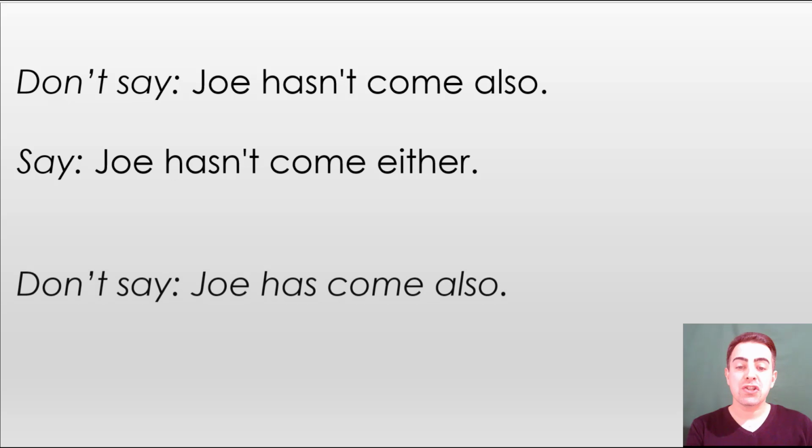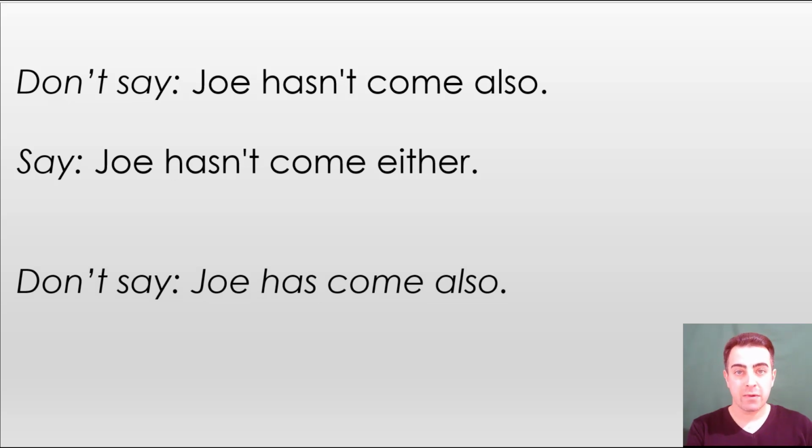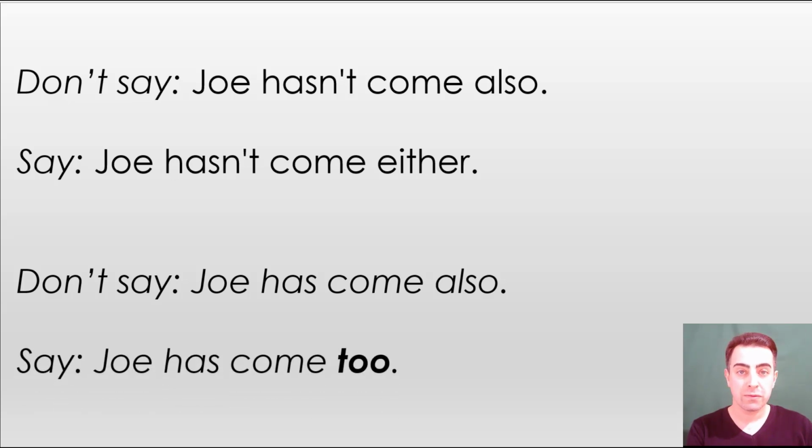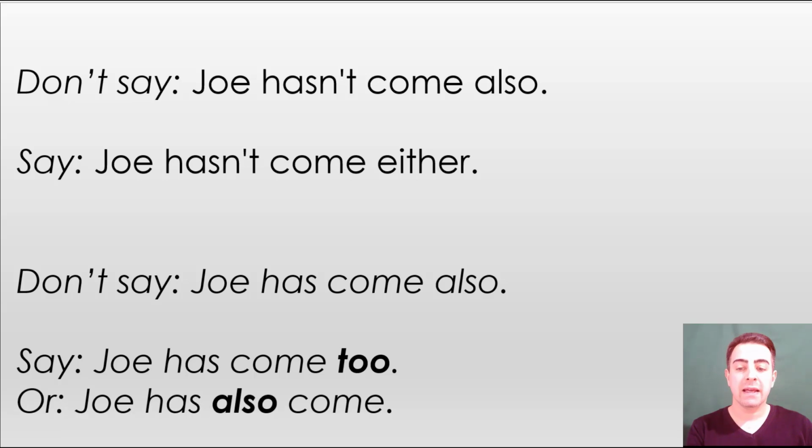Don't say, Joe has come also. We don't use also at the end of the sentence. Say, Joe has come too. Or say, Joe has also come. So that was today's video about words like either, neither, both, also, and too, and how we use them correctly, and some common mistakes that frequently happen in English.